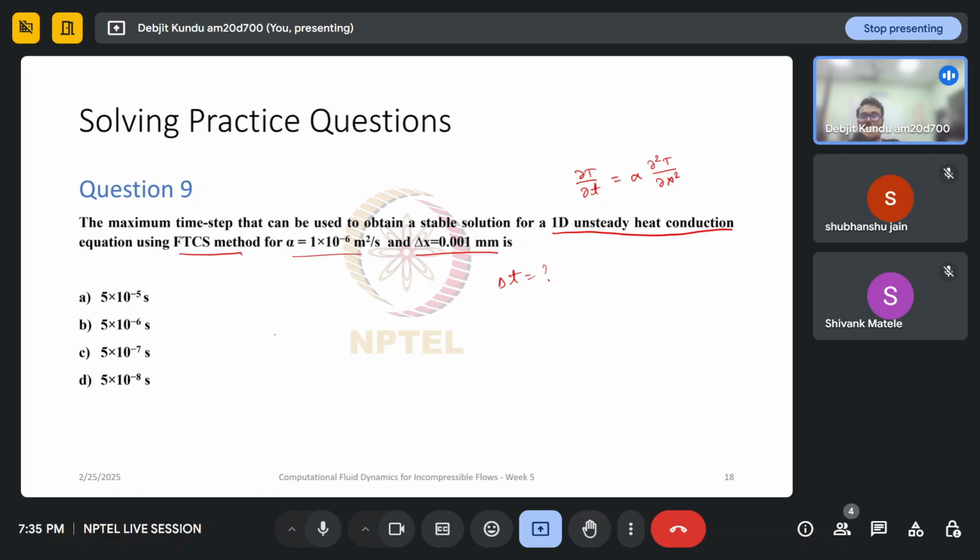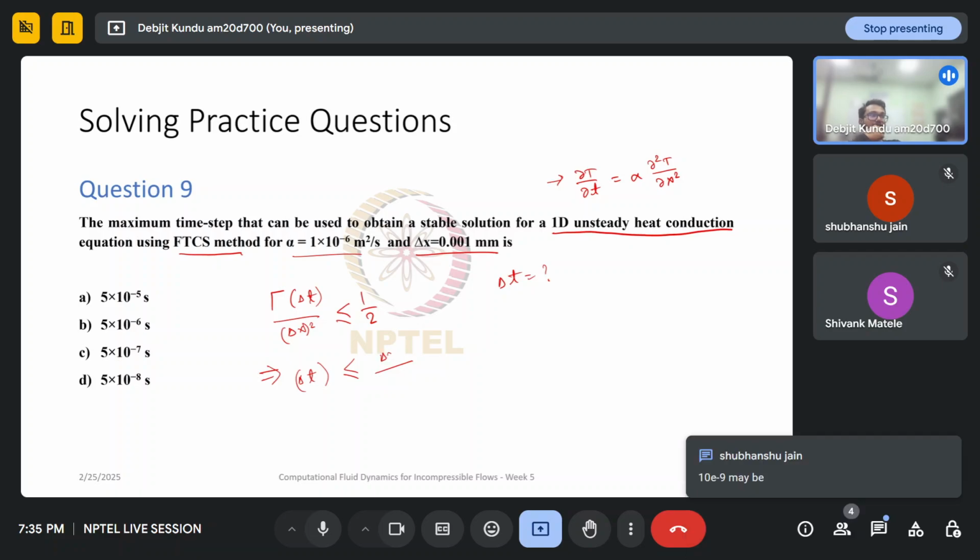The way to do this would be to go back to the stability criterion for this equation, which is gamma delta t over delta x squared has to be less than or equal to half. A little bit of algebra will tell you that delta t has to be less than delta x squared over 2 gamma.